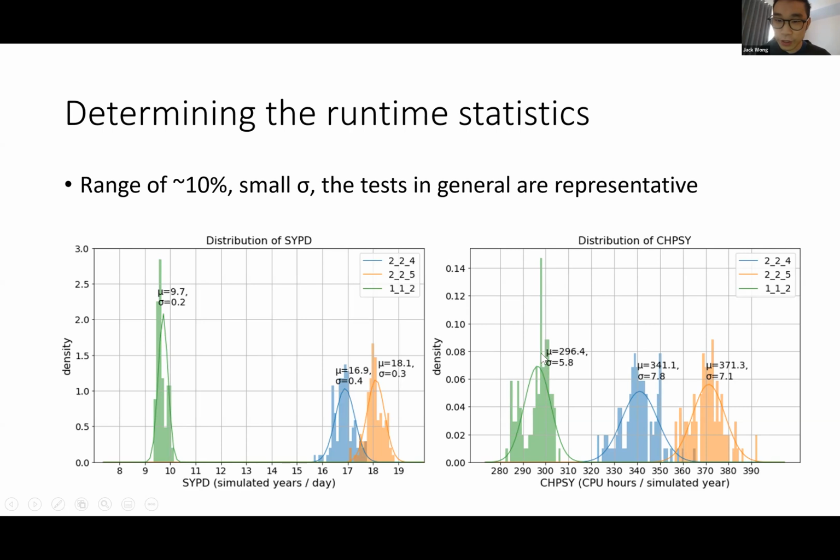And then the efficient configuration takes around 300 CPU hours per simulated year. And this distribution has a very narrow spread, which means the effect of different configurations is larger than the spread, which means the optimization is a good indicator of the optimal settings.